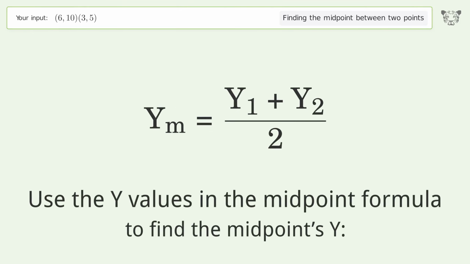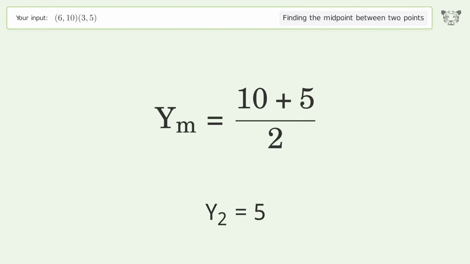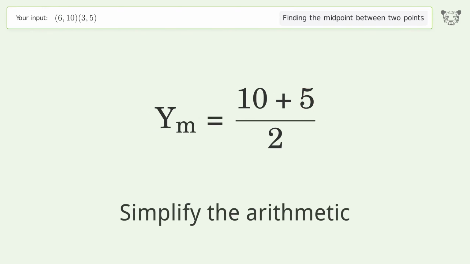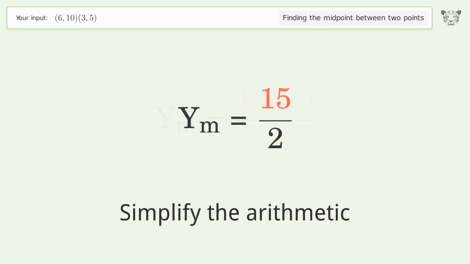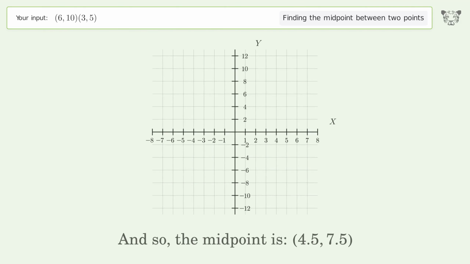Use the y values in the midpoint formula to find the midpoint's y. y1 equals 10. y2 equals 5. Simplify the arithmetic. And so, the midpoint is 4.5, 7.5.